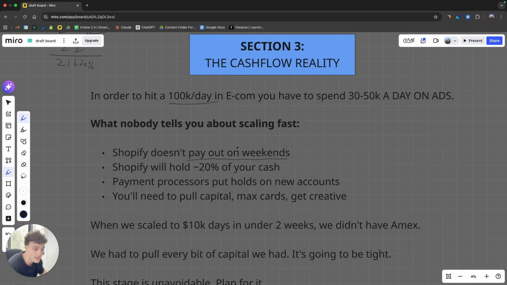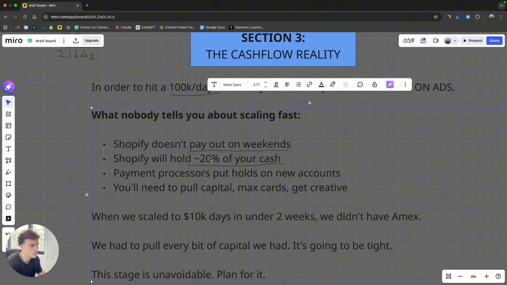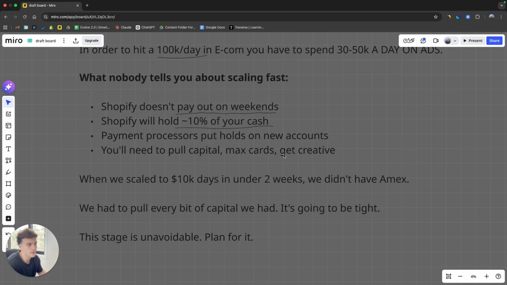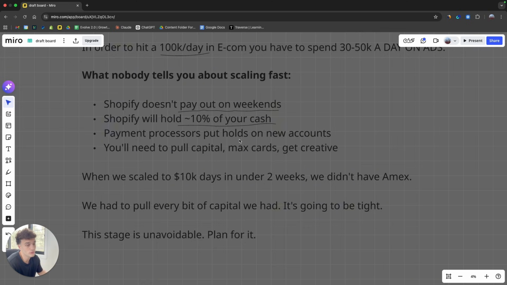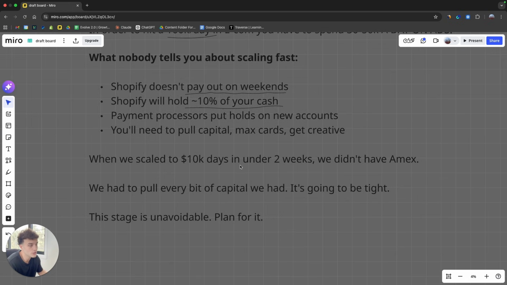So if you're spending like 5, 10K a day on ads and you don't have much capital, you might be struggling essentially. Another big thing is Shopify will hold some of your money, 10, 15, 20%. That was my bad, I don't think I've seen 20% before. Usually around 10% of your cash. It just makes things a lot more difficult, especially when scaling at significant volume. And then payment processors put you on hold on new accounts, Shopify being a good example. They're just going to put a random hold on you or pause all of your money just because they feel like it. So take those accounts into mind when you're scaling.